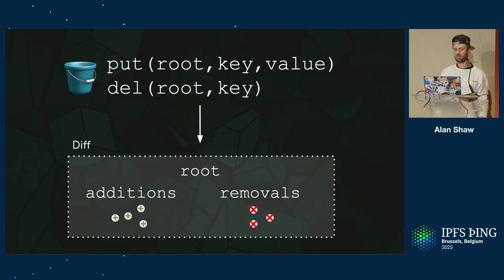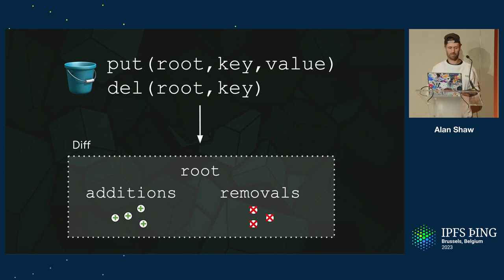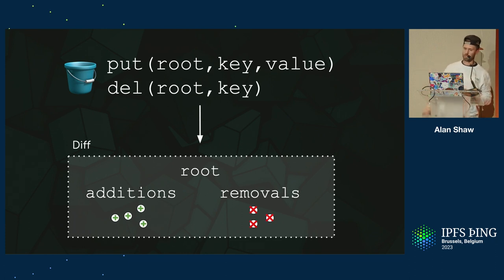Cool. And so, yeah, you can mutate the Pail, you can add stuff to it and delete stuff from it. You give it the root CID of the Pail. If you've ever used MFS before, you'll know that when you add something to MFS, the root of the whole MFS tree changes every time. It's a similar idea here, but you give it the current root of the Pail, a new key and a new value to put in, and it puts that in the bucket. Delete is a similar idea. You give it the root and the key you want to delete.